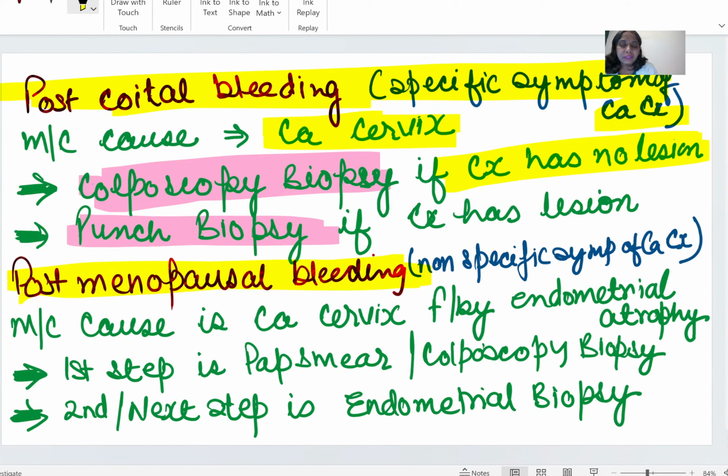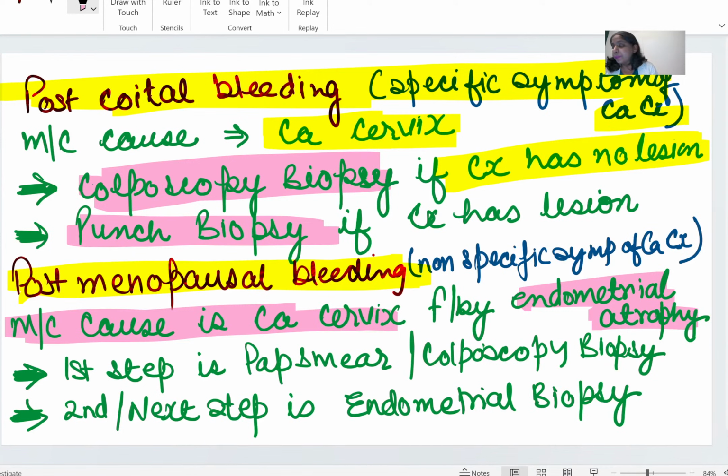What is postmenopausal bleeding? Postmenopausal bleeding, the most common cause is CA cervix, followed by endometrial atrophy. Last time in the exam they haven't given you CA cervix in the options, so you should know the second cause. Worldwide, the most common cause is endometrial atrophy, but in India, CA cervix incidence is so large that CA cervix is the most common cause.